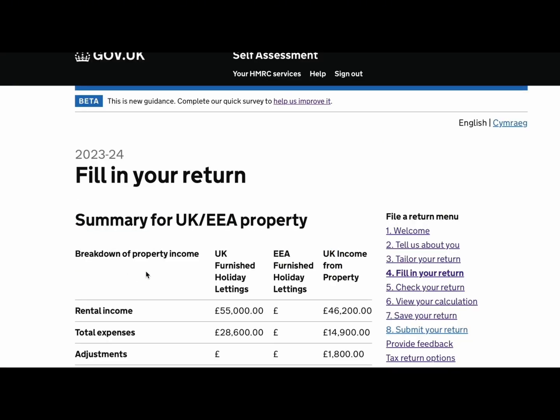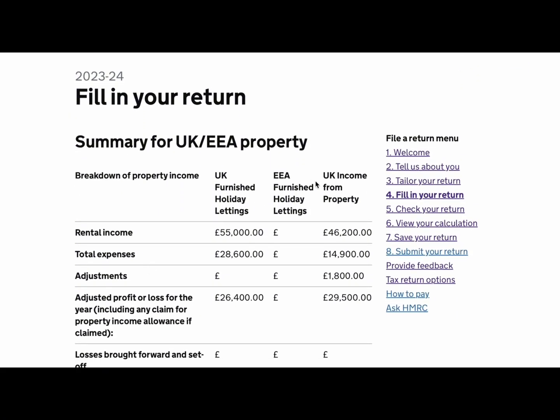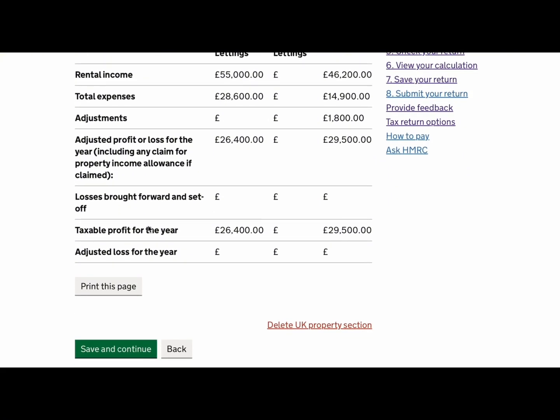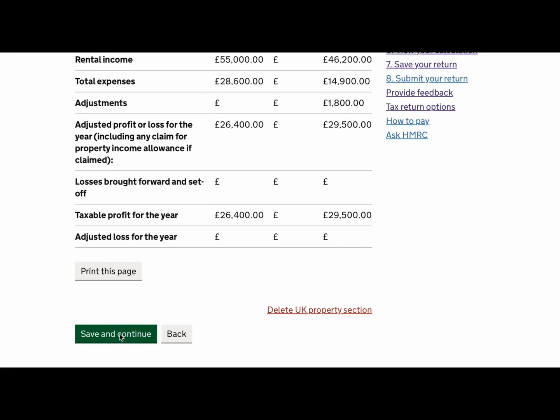Summary for UK EEA property. Rental income on UK furnished holiday lets £55,000, while UK income from property £46,200. Total expenses £28,600 for furnished holiday lets and £14,900 for income from property. Adjustments for replacement of items £1,800. Adjusted profit for furnished holiday lets £26,400 and UK income from property £29,500. Save and continue.